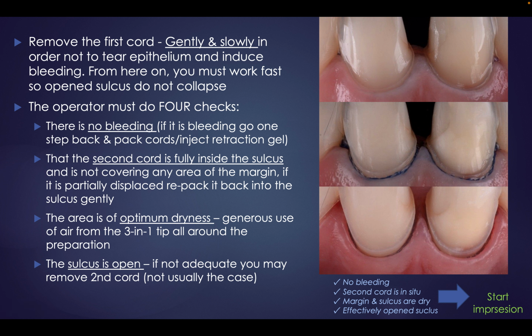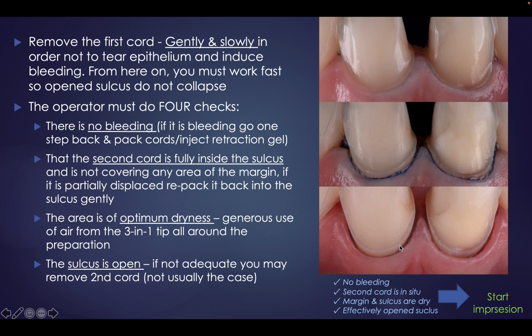You can see everything. We have waited the right duration and the cord has been placed fully, the two cords inside. Now we're going to do the impression. To do that, you are going to remove the first cord gently and slowly so it doesn't tear any cells. Once you do that, everything has to be worked out very quickly because the sulcus can collapse. You have a few seconds from there on, so you have to work very quickly.